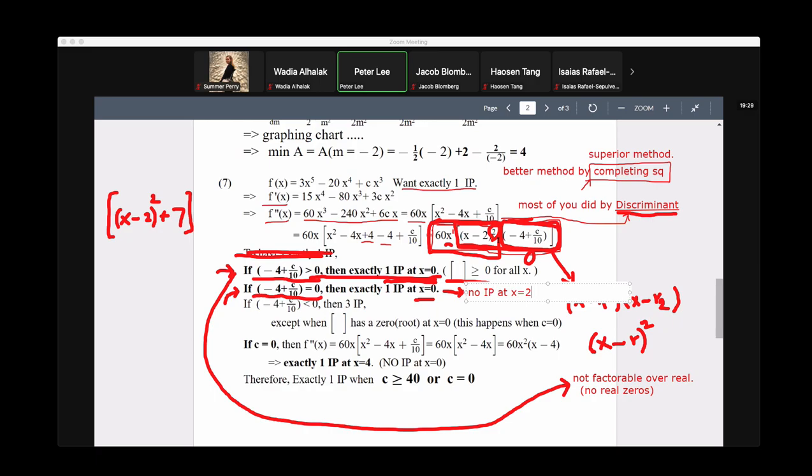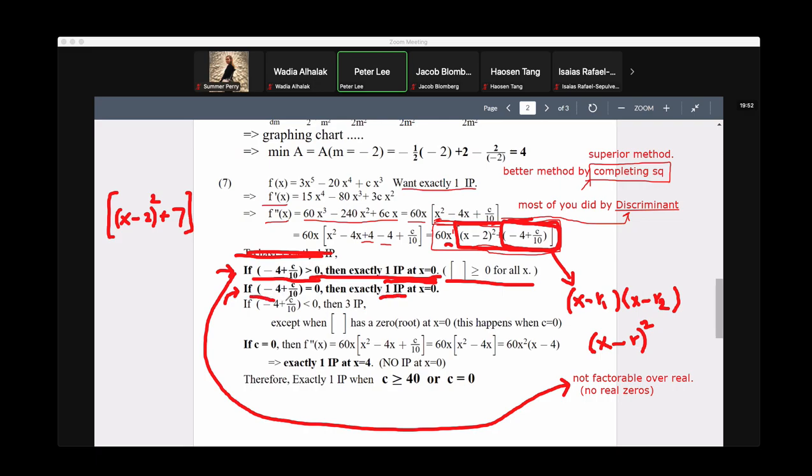So no inflection point. No inflection point, so we only get exactly one inflection point. So if minus 4 plus c over 10 can equal 0, then what we get is basically this point right here. We get exactly one inflection point.